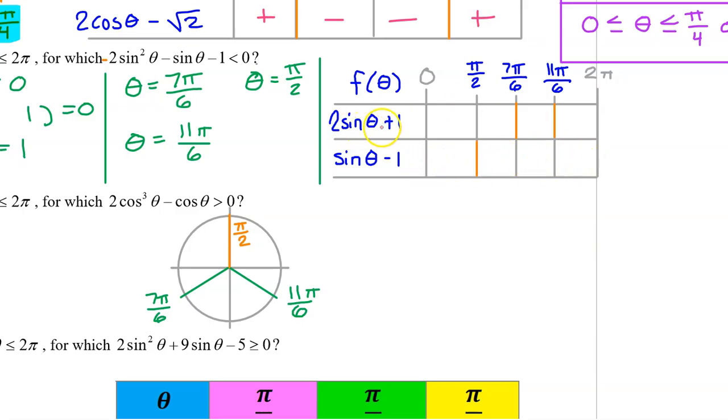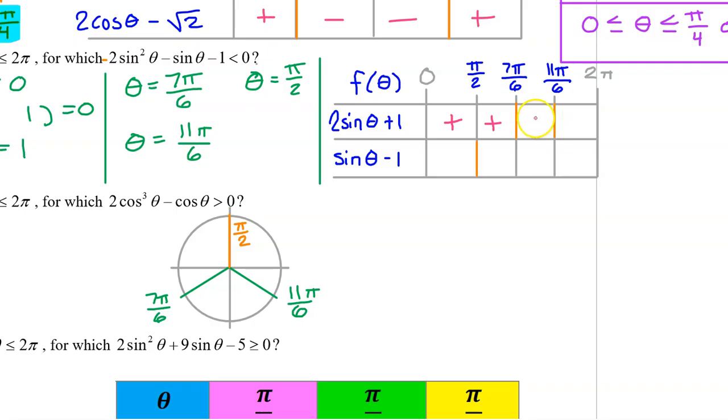Back to sine theta plus 1. I need to figure out whether this factor is positive or negative in this first interval. Because 0 is not one of the critical values of this factor, I can use 0 itself as a test value if I want. And that turns out to be really simple for this factor because the sine of 0 is 0. So I'm plugging in the 0. The sine of 0 is 0. 2 times 0 is 0. So that just leaves positive 1. So that means this factor is positive in this interval.